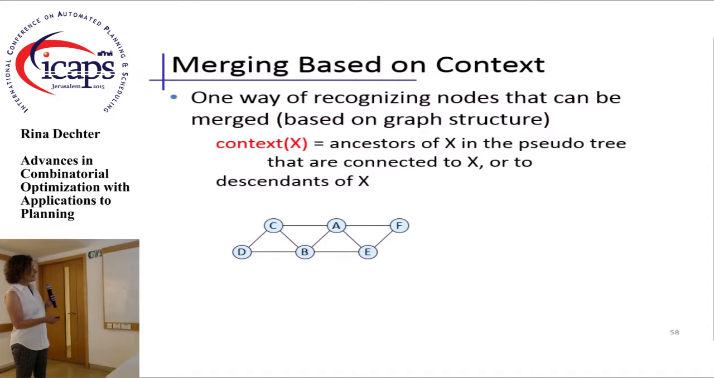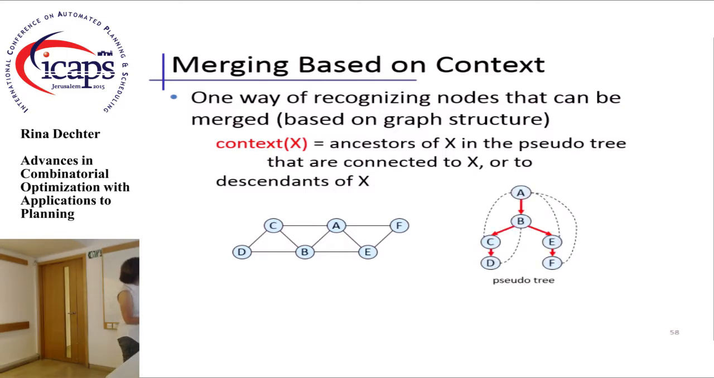But continuing with this here, let me continue with the notion of a context. So the context is the ancestors of X in the pseudo tree that are connected to X or to descendants of X. So here is an illustration. For each node, I will tell you what the context is. A and B are the same, so the context of B is A. The context of E is A and B, because these are previous nodes that are connected to E or to descendants of E. The same for C. This is not that interesting because it says everything before is the context. It starts to be interesting here.